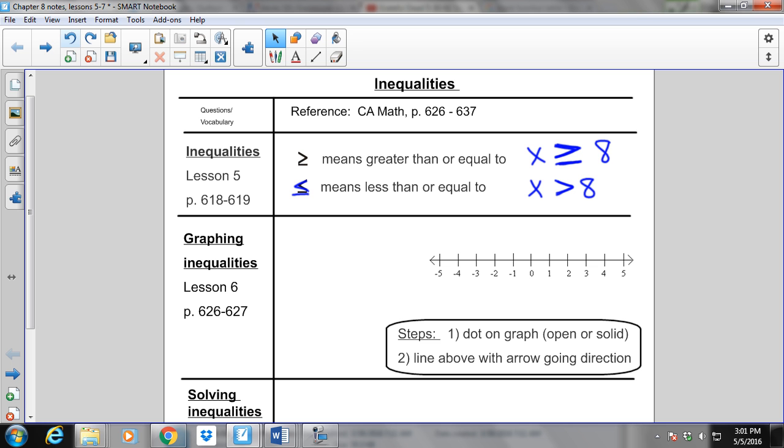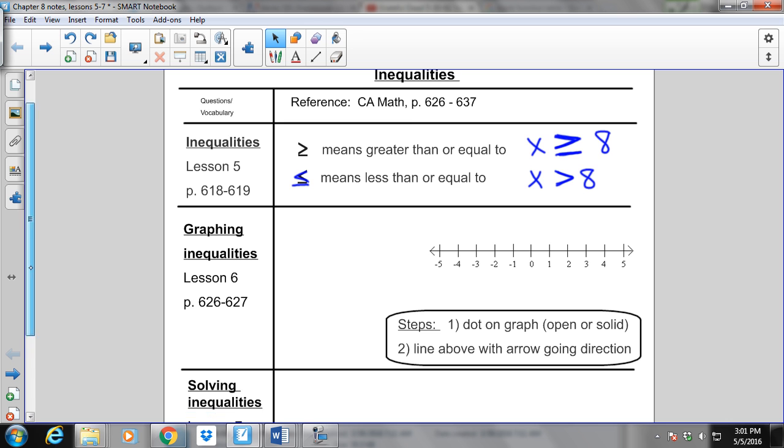Let me back up a second, and you can see inequalities has got the prefix in it, so that means they are not equal. So we know that x might be equal to 8, but that's where the word inequalities comes from. I'm talking too much. So that's the inequalities. Look at lesson 5 on page 618 if you need some more help with that.